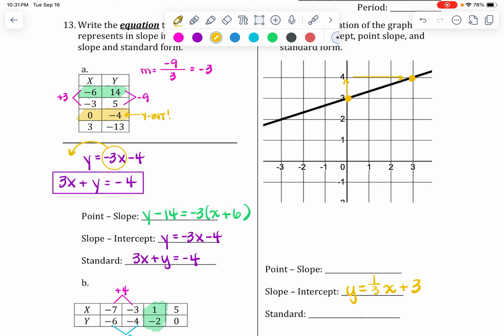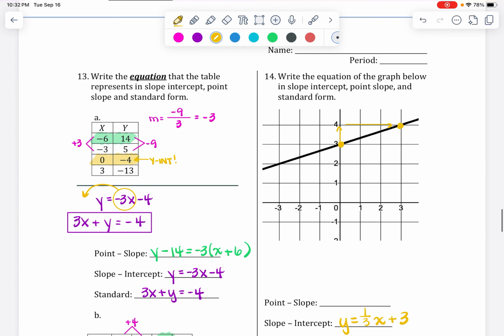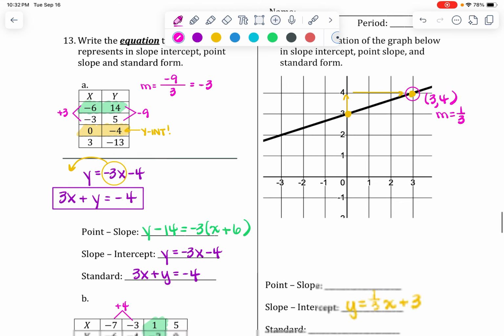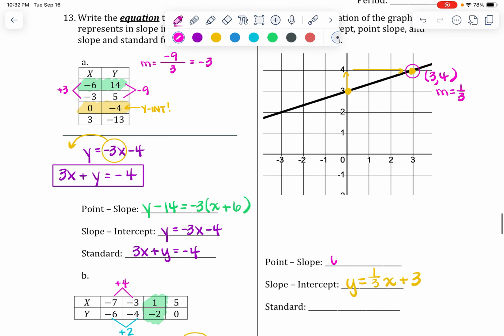Point slope form, guys, it's just like the table. It's no different, right? Pick a point. I don't care which one. I'm just going to pick this one, not for any particular reason. So I'm going to pick the point (3, 4), and I've already found my slope is 1/3. So now I have a point and now I have a slope. So just write that out in point slope form: y minus 4 equals 1/3 times (x minus 3). There we go.